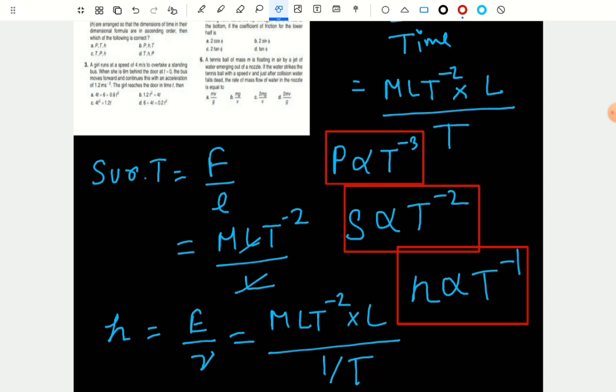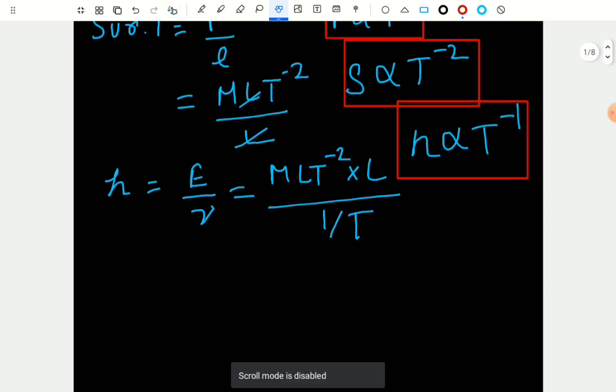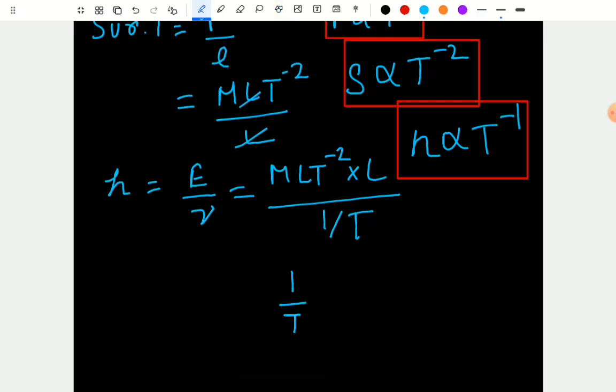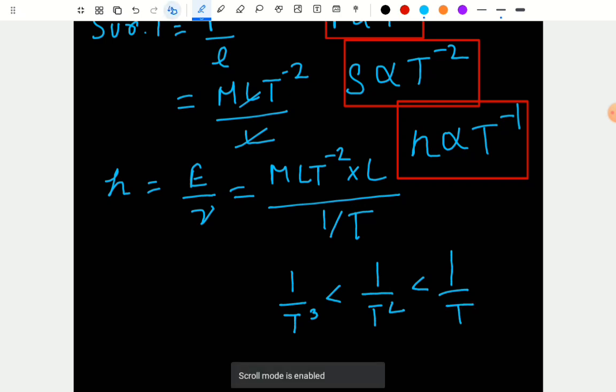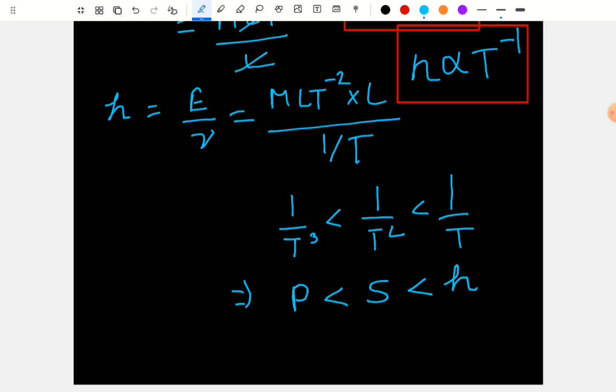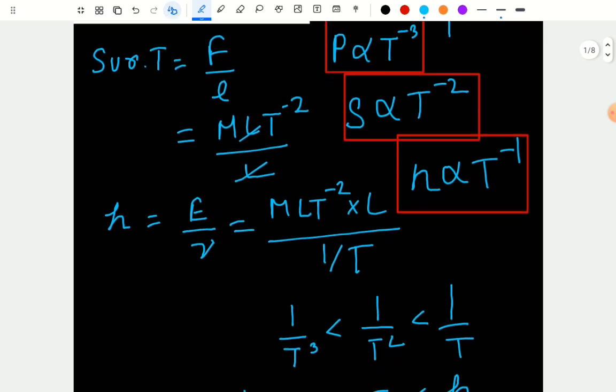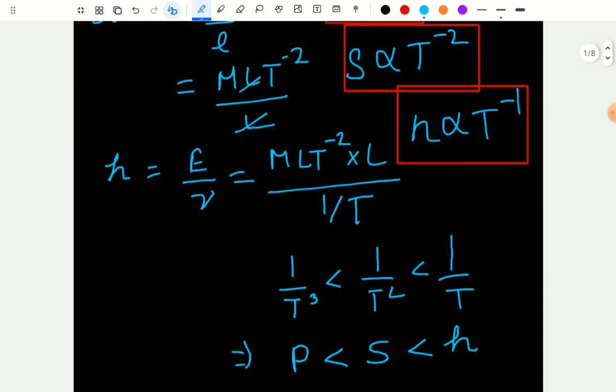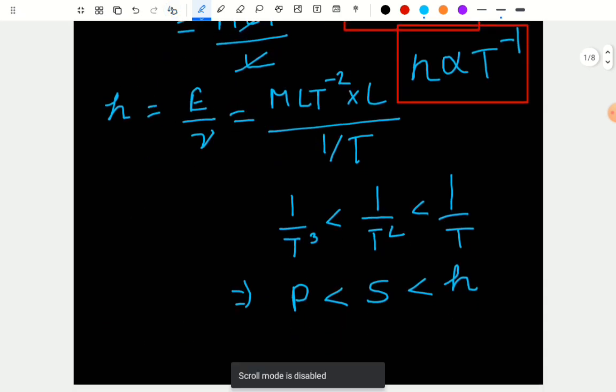So now we have found out all three. So now we have to compare them in ascending order. So in ascending order, if we arrange them, we can say that 1 upon T cube is less than 1 upon T square less than 1 upon T. So therefore, we can say that power is here, then surface tension, and then H. So when we match it with the options, it will be power, tension, and H, which is option number A.